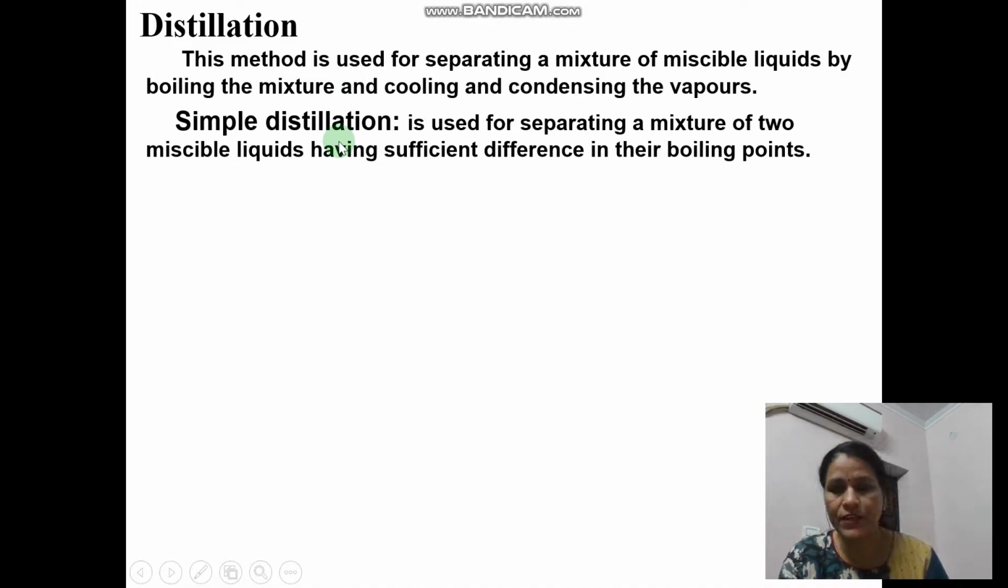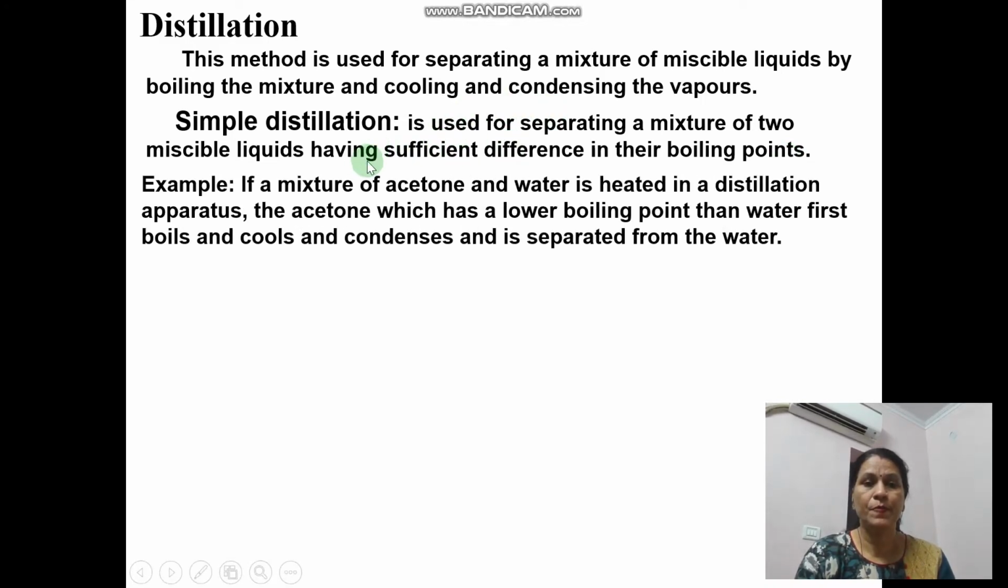Now there are two types of distillation, that is simple distillation and fractional distillation. If the miscible liquids have a difference in the boiling point, then we can use simple distillation method. But if the difference in the boiling point is less, then there is another unit used, that is known as fractionating column. So first we'll talk about simple distillation method. Now simple distillation is used for separating a mixture of two miscible liquids having sufficient difference in their boiling points. So that is a condition. Simple distillation means both the liquids have a difference in the boiling point.